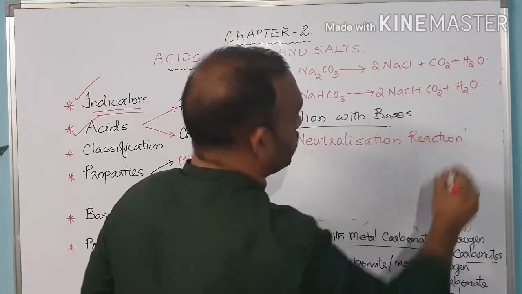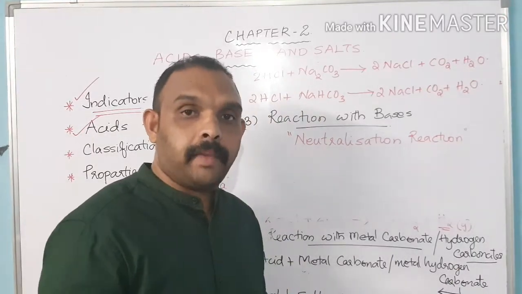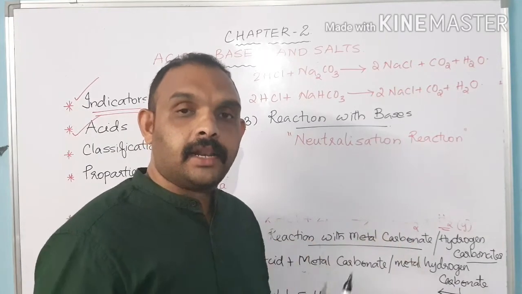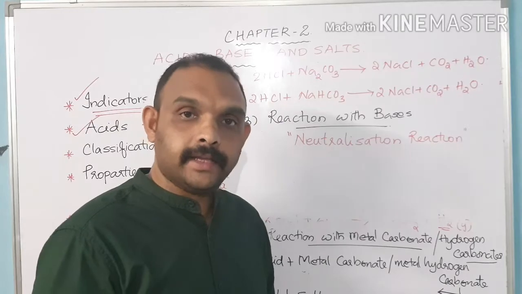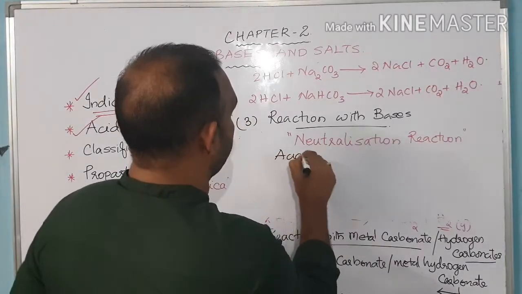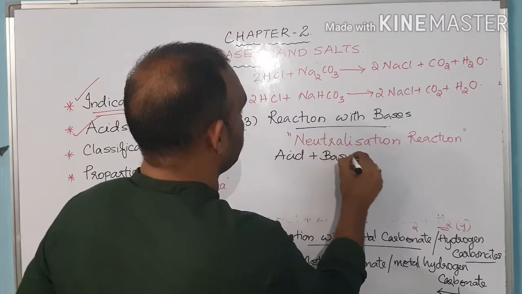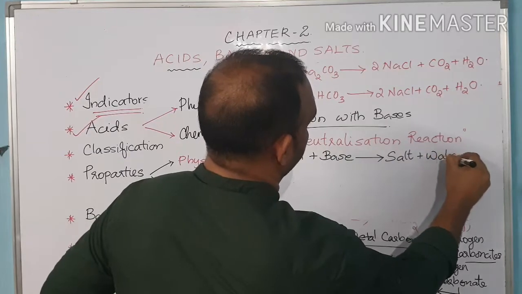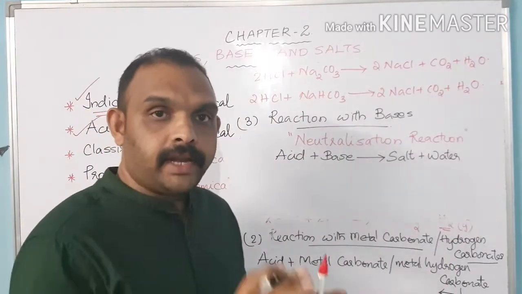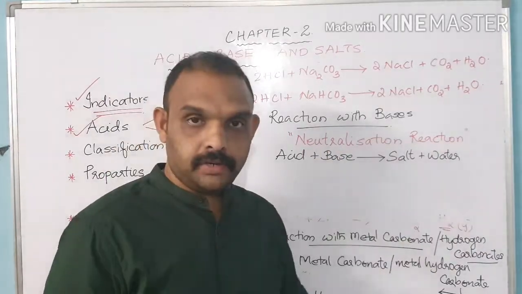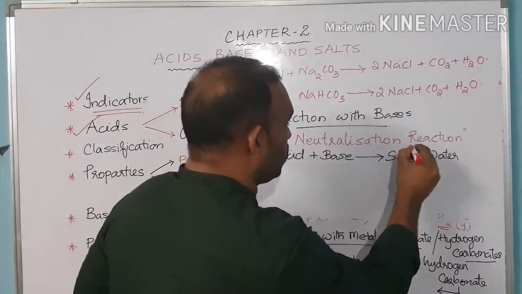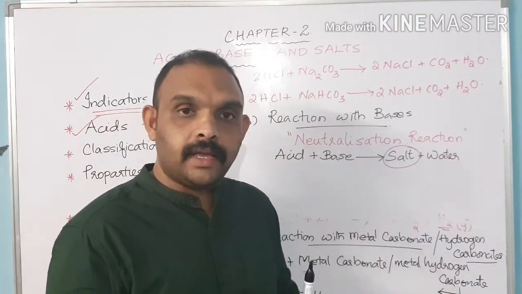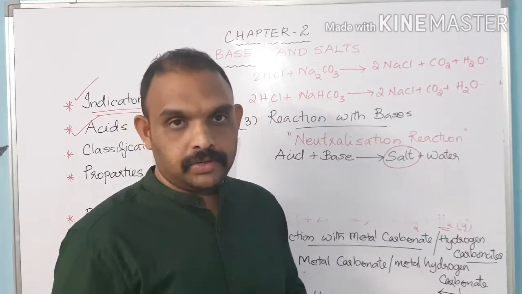So we can say that whenever an acid reacts with a base, the reaction is called what? It is called a neutralization reaction. And the general equation which we can write for this reaction is acid plus base gives salt plus water. And do you know why this reaction is called neutralization? Because the salt formed in this reaction is neither acidic nor basic. That's why this reaction is called a neutralization reaction.